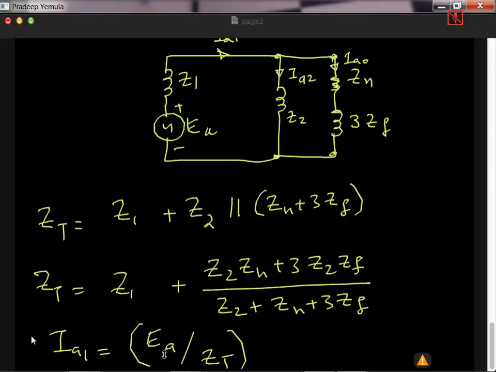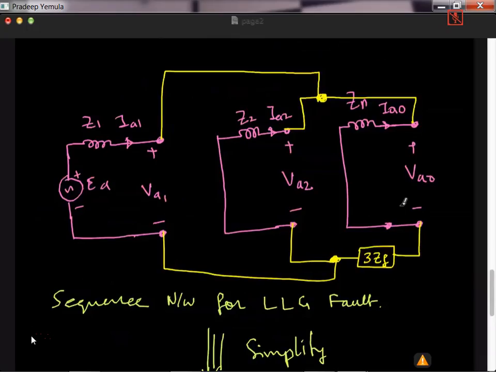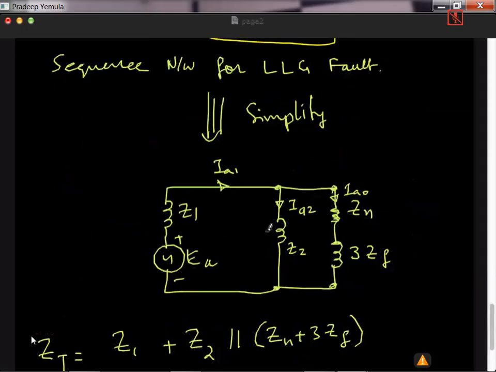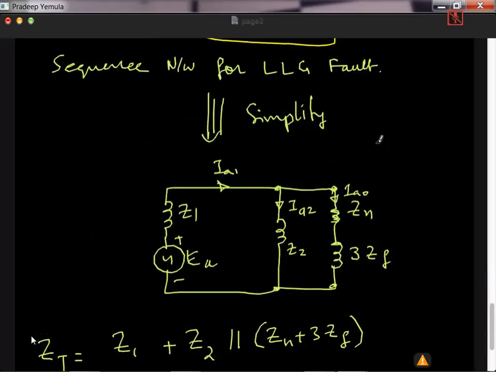So once I get IA1, then you calculate IA2, then you calculate IA0, and you get IA1, IA2, IA0. Three sequence components you know. Then you can just multiply with A and you will get IA, IB, IC. Phase currents you will get. So that is the procedure for this case. So this is the circuit and this is the simplified circuit. It's very easy. You can do that.